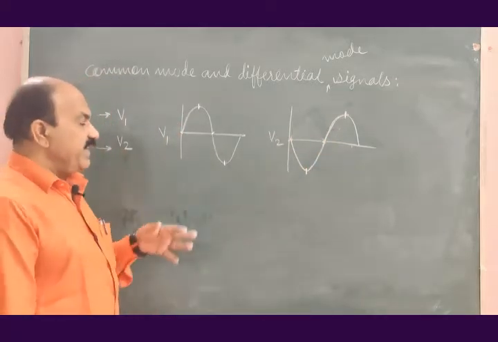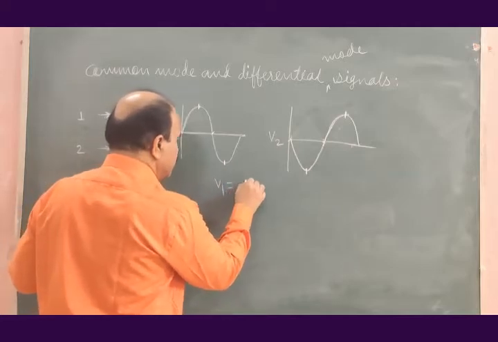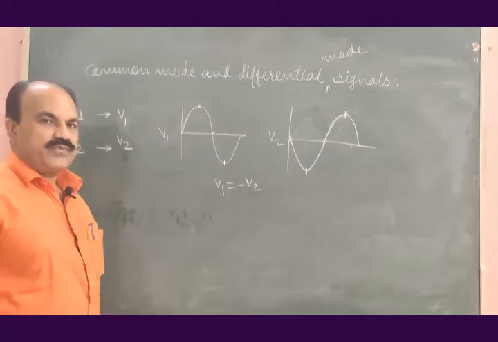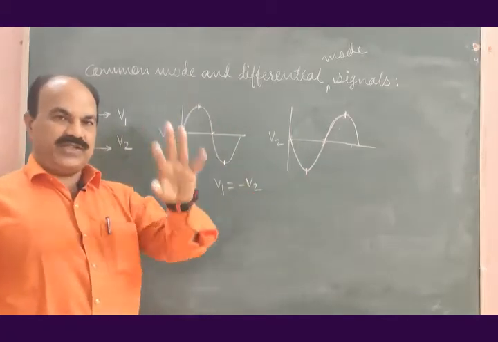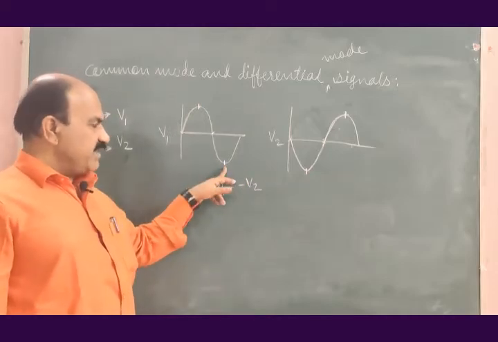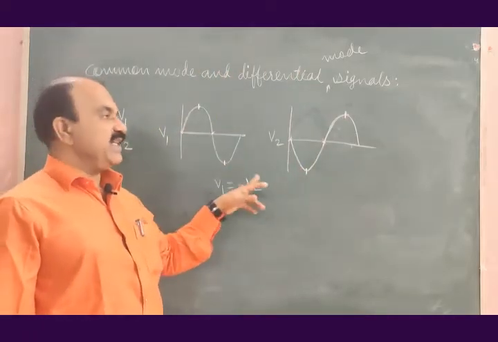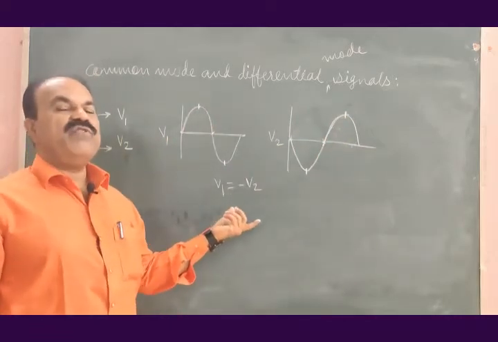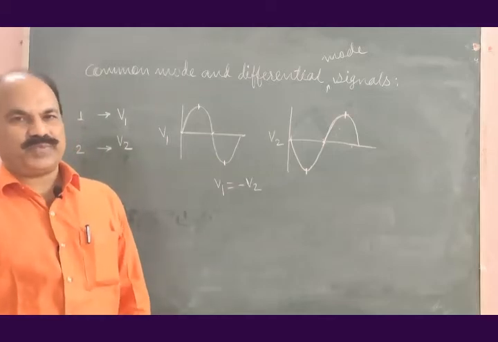So what do we find here? We find here that V1 is equal to minus V2. When V1 is maximum positive, V2 is maximum negative. When V1 is maximum negative, V2 is maximum positive. That is, we have V1 is equal to minus V2.